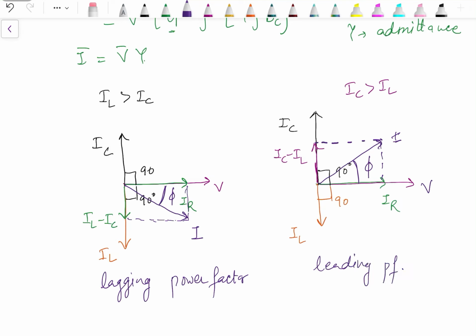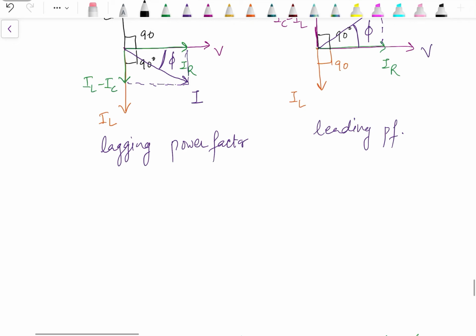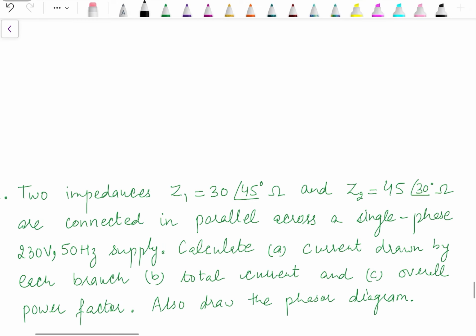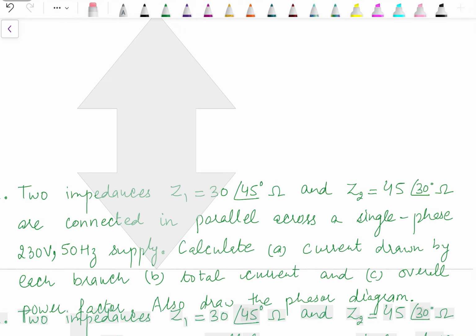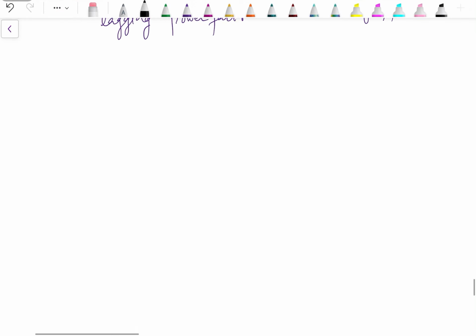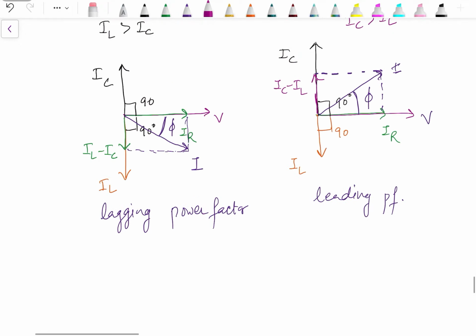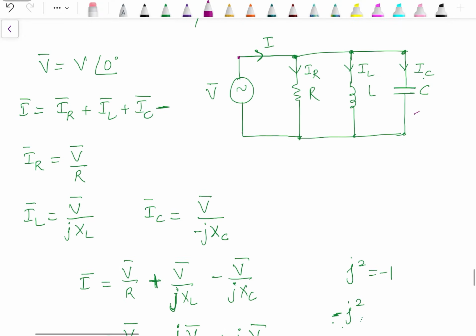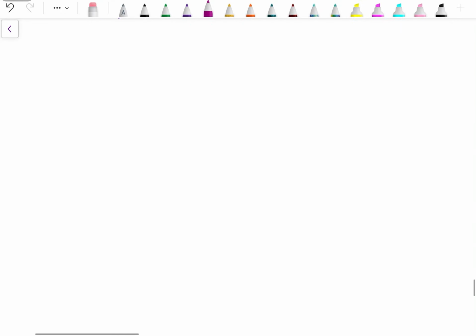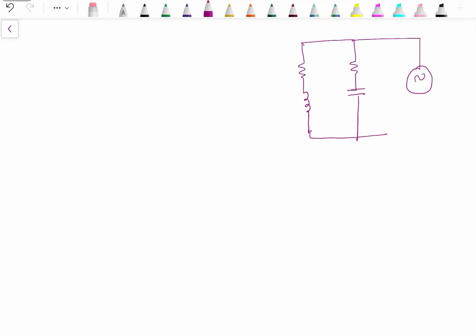Now let's take another parallel circuit example to understand how a parallel circuit can have different susceptance in comparison to this one. For that, I am considering the most common example, where we have an RL branch connected in parallel with an RC branch across a voltage source V.